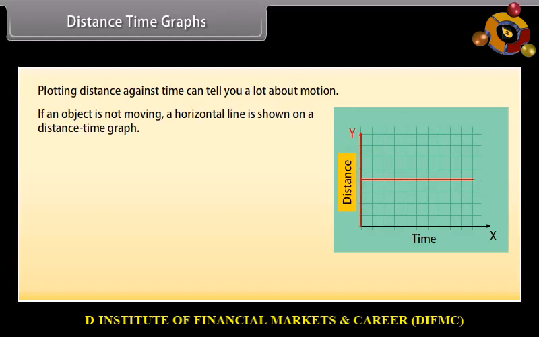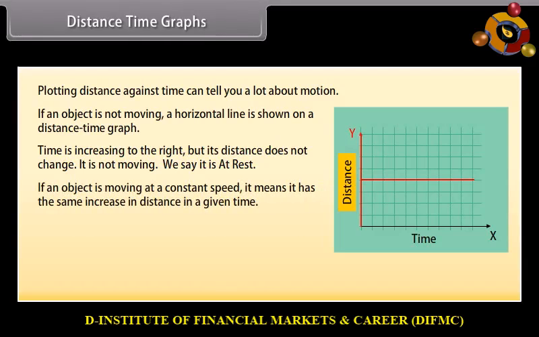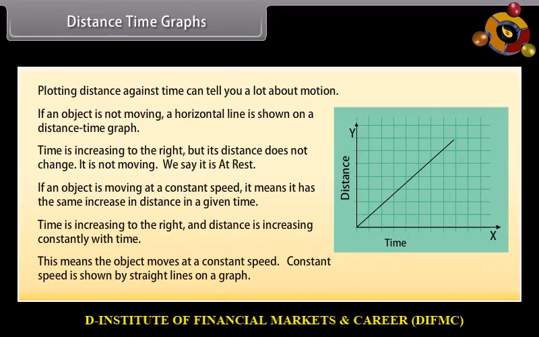If an object is not moving, a horizontal line is shown on a distance time graph. We can see that the time is increasing to the right, but its distance does not change. It is not moving. We say it is at rest. If an object is moving at a constant speed, it means it has the same increase in distance in a given time. In the graph we can see that time is increasing to the right and distance is increasing constantly with time. This means the object moves to a constant speed. Constant speed is shown by straight lines on a graph.